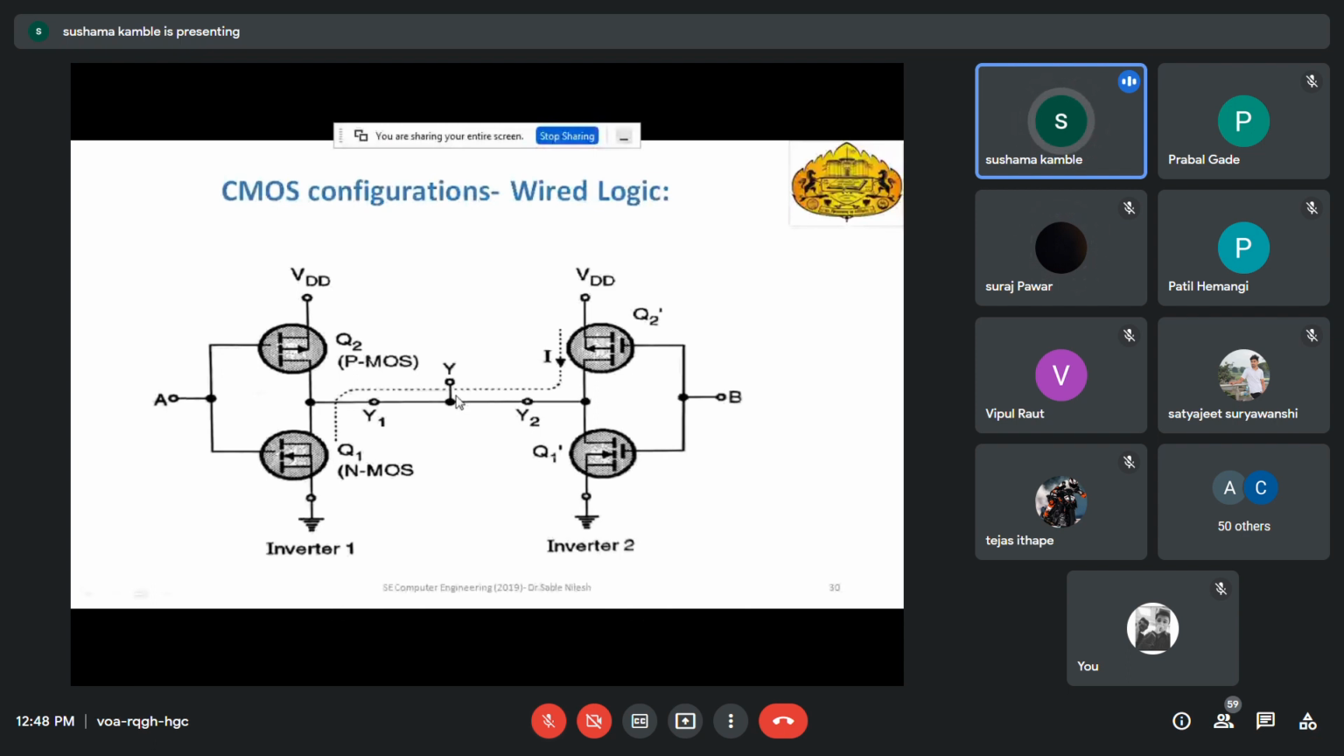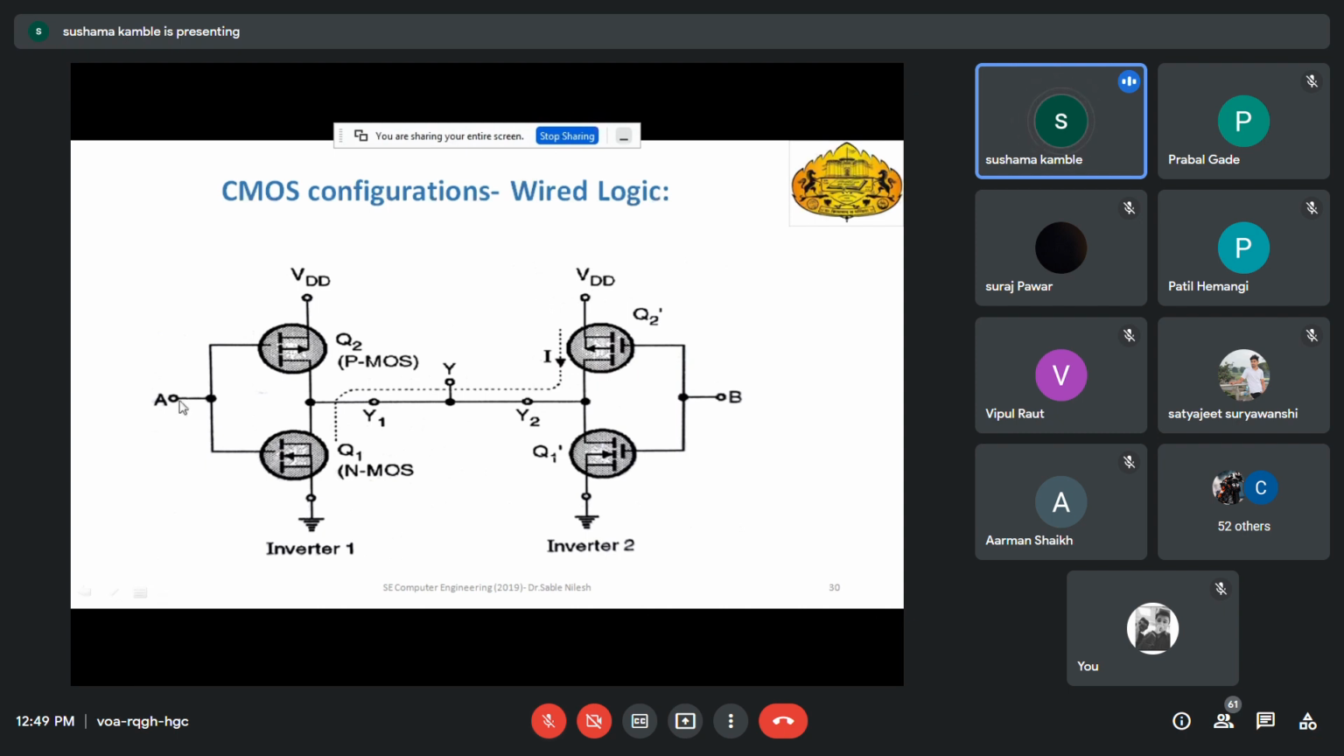Now see, we know the operation of the inverter. When A equals 0 and B equals 0, which FET is going to be on? Q2 and Q2 dash will be on, and what will be the output? It will be high. Did you understand well? When we apply A equal to 0 and B equal to 0, Q2 and Q2 dash will conduct, and the others will be in a non-conducting state, and the output will be in a high state.